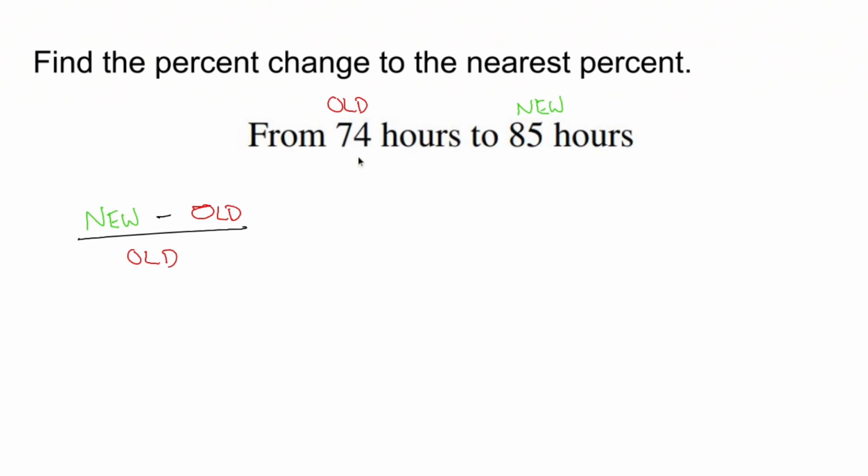So what I'm going to do is substitute those guys in. I have my new value, which is 85, minus my old value, which is 74, all divided by my old value, which is 74. Whenever you have two numbers being subtracted or added on one side of a fraction bar, do that first. 85 minus 74 is 11, and that leaves us with 11 over 74. Now, this is not a pleasant number, so we're probably going to have to run to the calculator and figure that out.